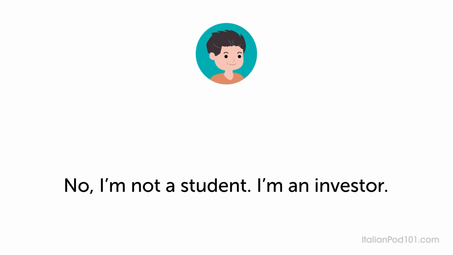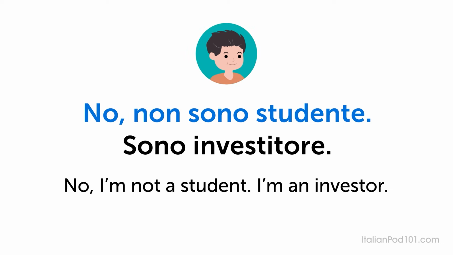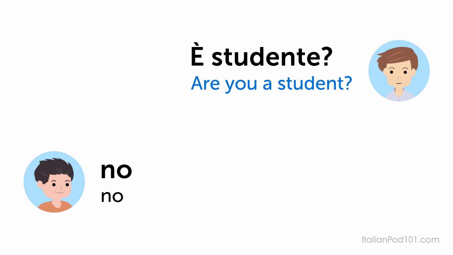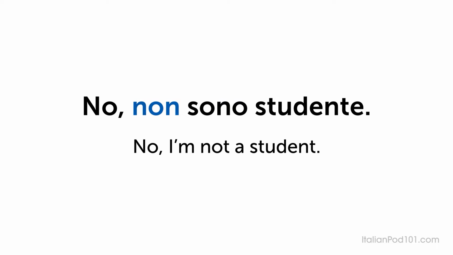Now, let's take a closer look at the response. Do you remember how Paolo says, "No, I'm not a student. I'm an investor." No, non sono studente. Sono investitore. First is the expression no, meaning no. It answers Mark's yes or no question, are you a student? After this, Paolo specifies that he's not a student. Non sono studente. I'm not a student.